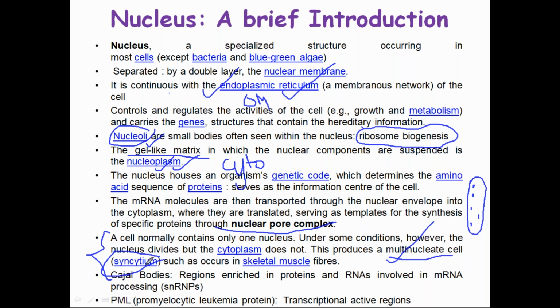That is a multinucleate condition, and this also comes in your 2 marks question: the condition in which the cell has a number of nuclei. The question will be like this. Or, a multinucleate cell is called a syncytium.